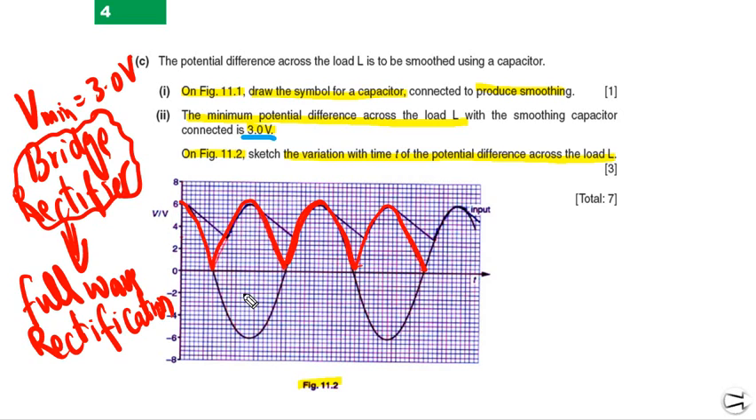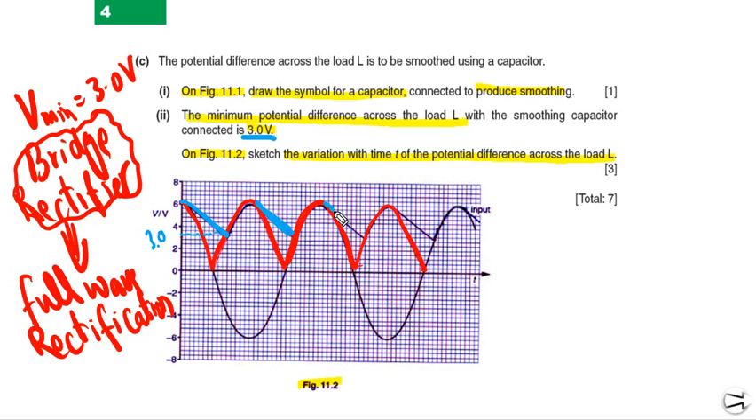Simply we need to understand that the negative becomes positive, so current only flows in one direction. The second curve you can see here is due to the capacitor. At this point, this is the minimum potential difference, and this is 3.0 volts. And the same is true for this one. We have to be clear about this. It has to be 3.0, otherwise you will lose marks.